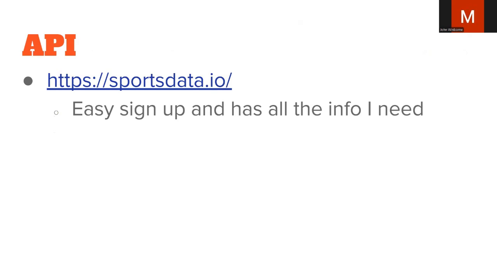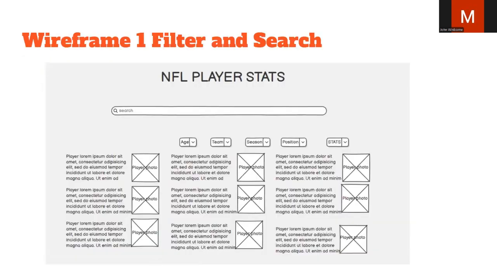And then the API I found that works good for this is sportsdata.io. It's really easy to sign up. It was free, and it gives a lot of stats, not just for NFL, but a bunch of sports. And it gives more than just the data I need, like betting info. I'm not going to be working with that, but I thought that was interesting. And just all the stats for all the players, which makes it easy.